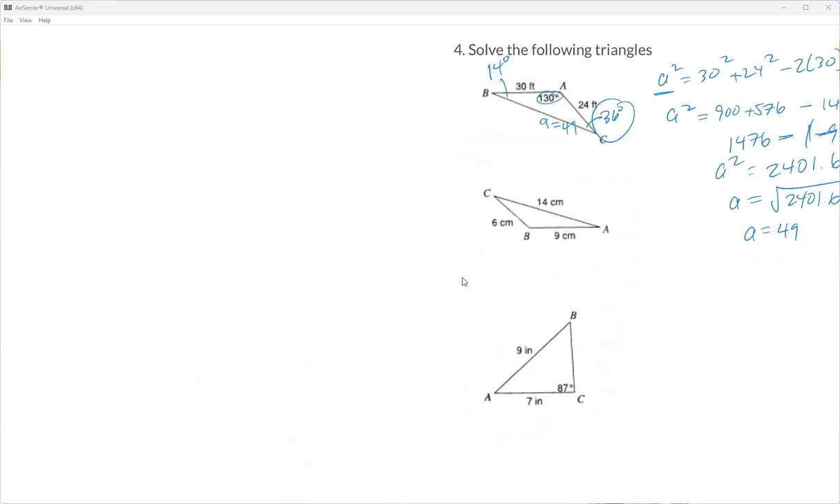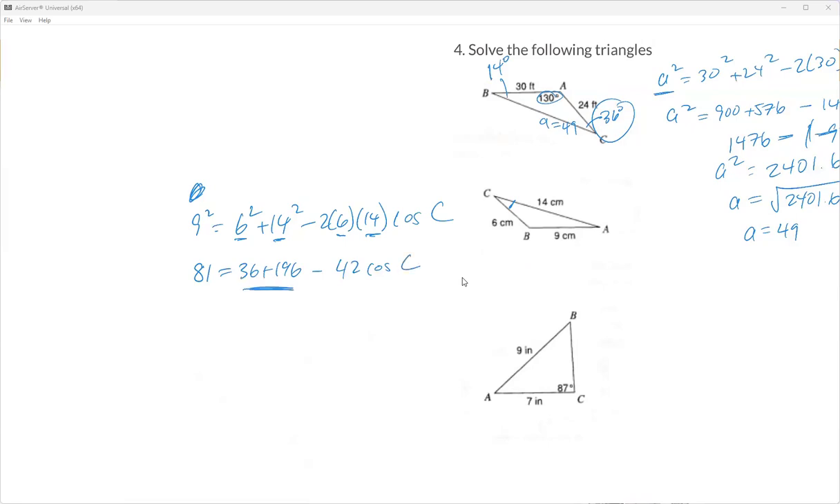So let's say we're trying to find what angle C is. So C, which is 9, 9 squared is equal to 6 squared plus 14 squared minus 2 times 6 times 14. Remember, these are the other two sides. Cosine C. Just be careful with the order of operations. It's really easy to be careless here. 81 is equal to 36 plus 196 minus 3 times 14 is 42, cosine C. Add these two, that's what? 232.